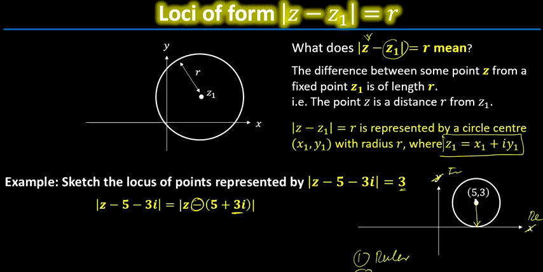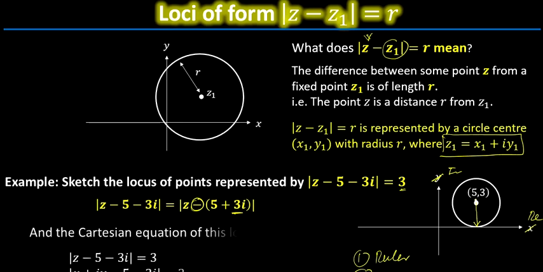Is this clear? The second thing you should learn in this lecture is how to convert these shapes into Cartesian form. For example, I have the equation |z - 5 - 3i| = 3 like this. z is a variable number. I can rewrite this as x + iy. So I group the real part, x - 5. Please observe this. Imaginary part, y - 3. Now this is under the modulus.